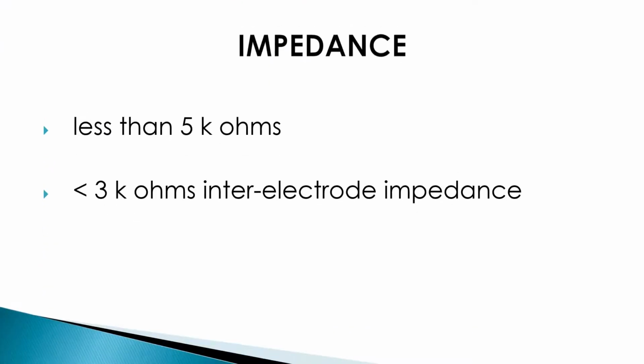After the electrodes are placed, you want to make sure all the impedances are less than 5 kiloohms. And less than 3 kiloohms inter-electrode impedance should be attained as well. So it's important that they're equal as well as that they're low.